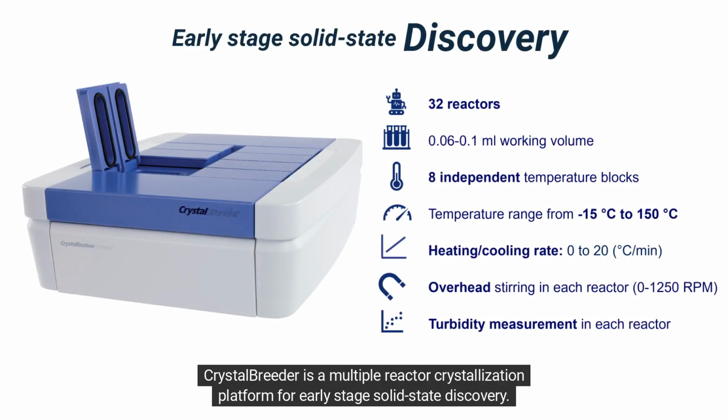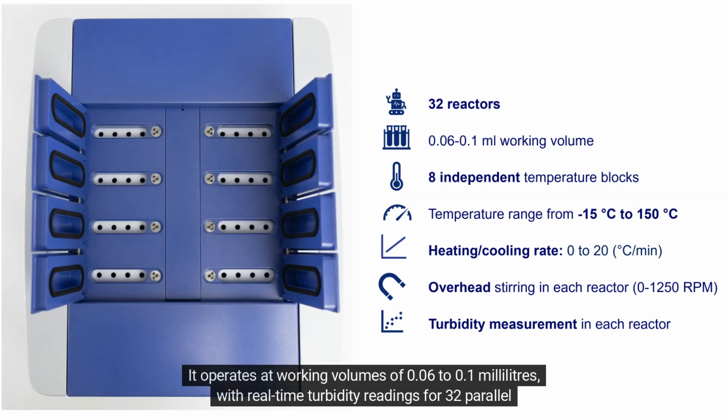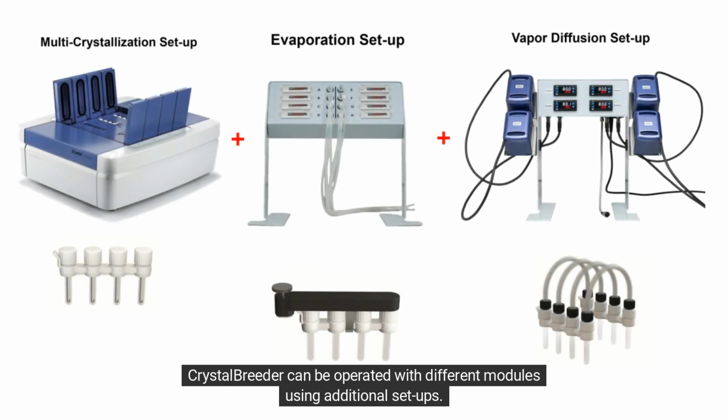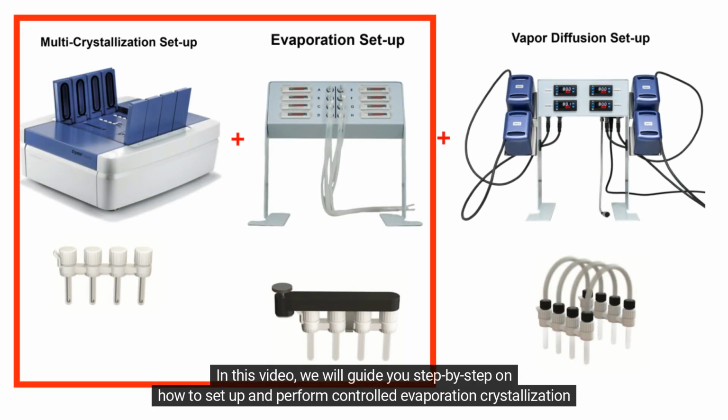CrystalBreeder is a multiple reactor crystallization platform for early-stage solid-state discovery. It operates at working volumes of 0.06 to 0.1 milliliters, with real-time turbidity readings for 32 parallel reactors and 8 independent temperature-controlled experiments. CrystalBreeder can be operated with different modules using additional setups. In this video, we will guide you step by step on how to set up and perform controlled evaporation crystallization experiments.